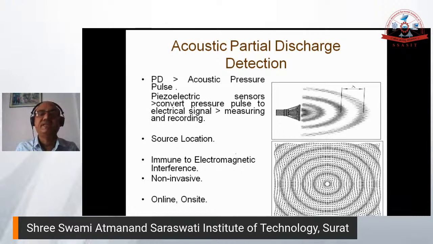So this acoustic partial discharge can be used for source location, and it is immune to electromagnetic interference because it is a pressure pulse. So there is no way it will be interfered with by electromagnetic noise. A sound wave is a pressure wave; an electromagnetic wave cannot interfere with it. And it is non-invasive. The sensor can be connected outside the tank also. Since it is immune to electromagnetic interference, it can be used online and on-site.